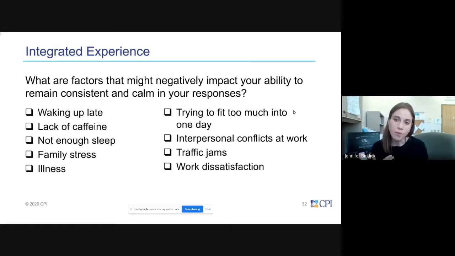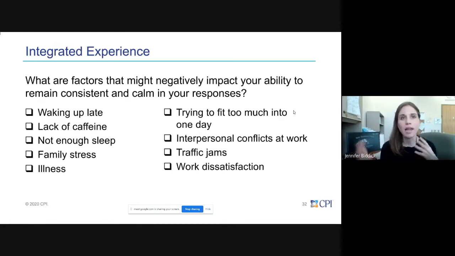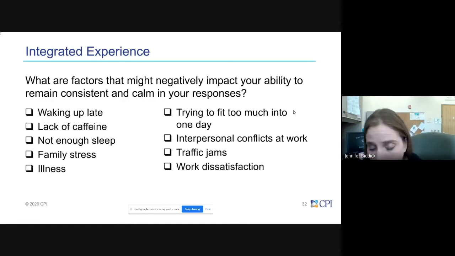So we're going to talk about this in terms of ourselves as adults and professionals first, and then we're going to talk about it in terms of our students. There might be factors in your day that might negatively impact your ability to remain calm and consistent in a crisis situation or even in a tantrum behavior situation. Maybe you woke up late, you didn't have your cup of coffee, you got in traffic on the way to work, or you're having family problems or an interpersonal conflict at work. These things might color your day and impact your ability to respond your best.